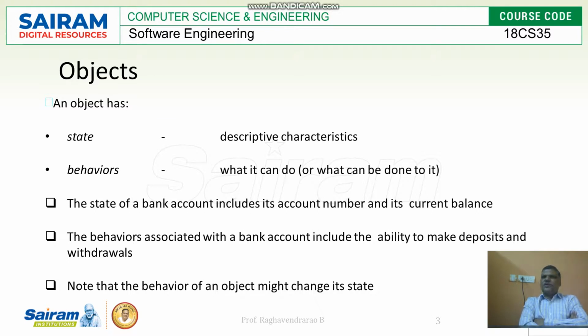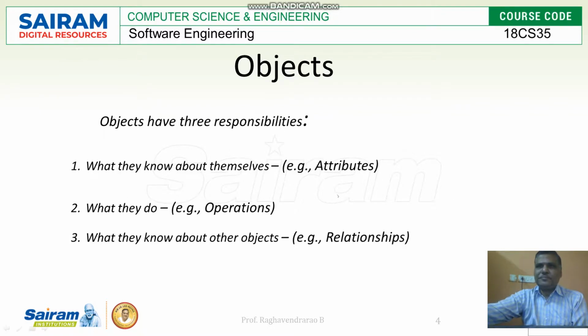It is going to have its account number. Behavior is what we can do with the bank account number. You can do deposits as well as withdrawals. So the behavior of an object is always going to change. You can withdraw the money, you can deposit the money, and you can check the balance and all these things. So these are the things that you can do with the objects.